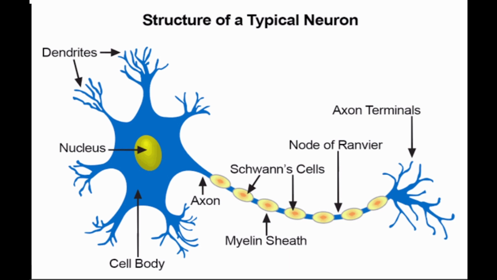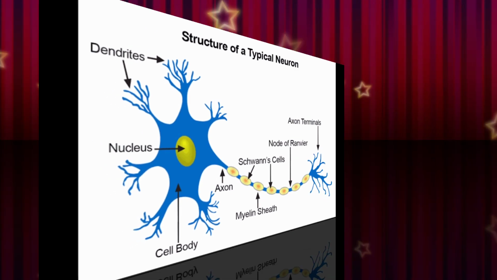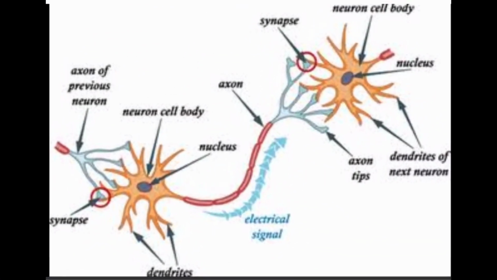Conduction of nerve impulse. A nerve impulse is an electrical signal that travels from one neuron to another for the passage of message. The transmission of a nerve impulse along a neuron from one end to the other occurs as a result of electrical change across the membrane of the neuron.